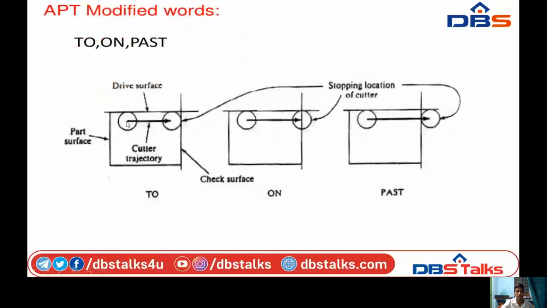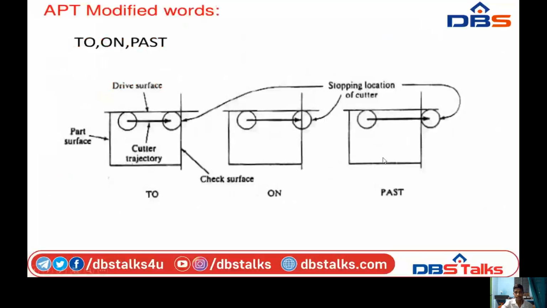First of all, the machine tool starts from point A. After that, it travels from point A to point B. It is the modified word of to. It is traveling from point A to B. In this stopping location of the cutter, that means the machine tool cutter starts from point A to point B and travels up to now. And then it travels or extends from point A to B some long distance. On is the second modified word.